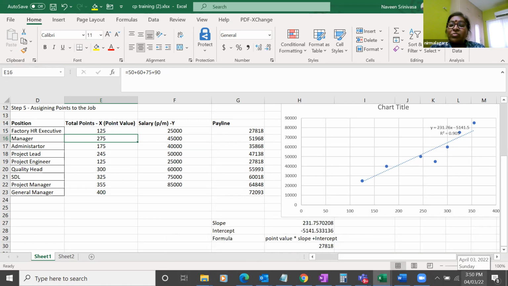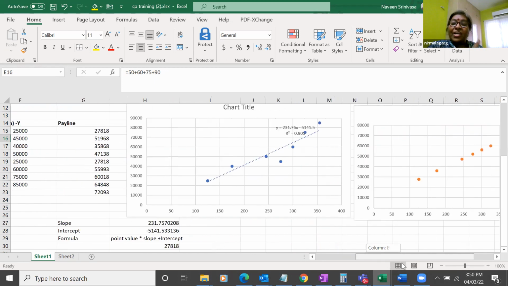So, but now have you seen? Yes, ma'am. Ma'am, one question. Since we are calculating regression here, what is the benchmark? What is the best score for a regression? Is there any best score?